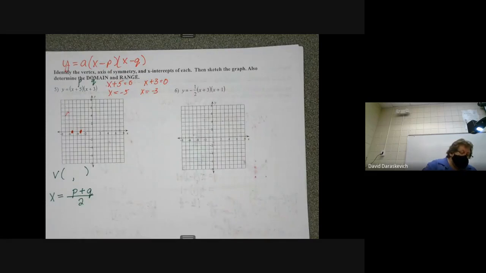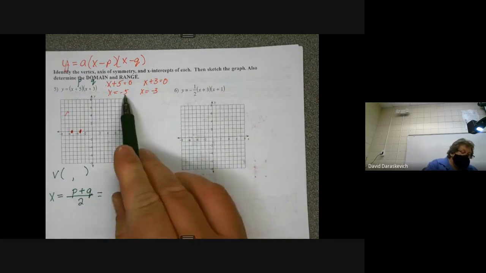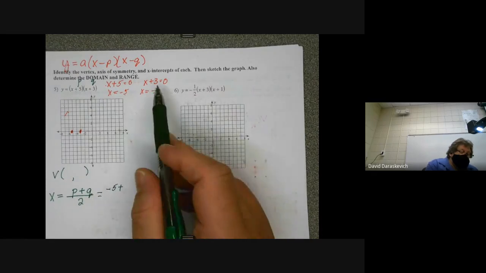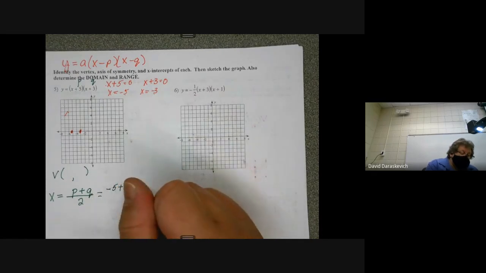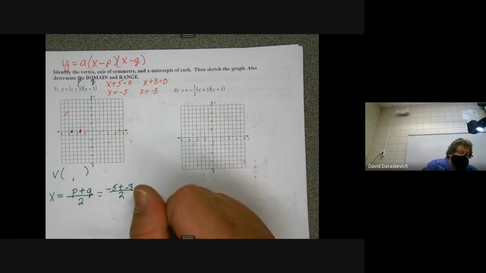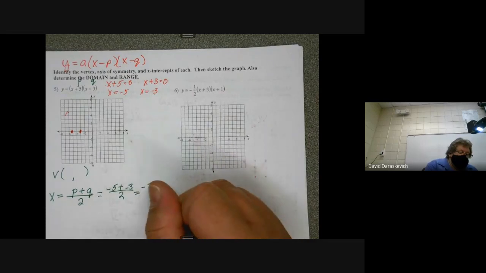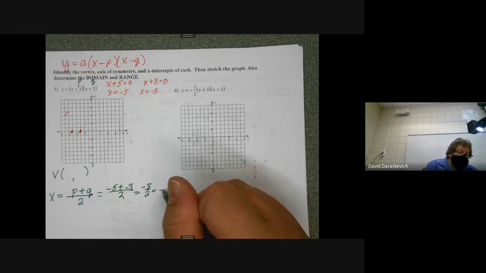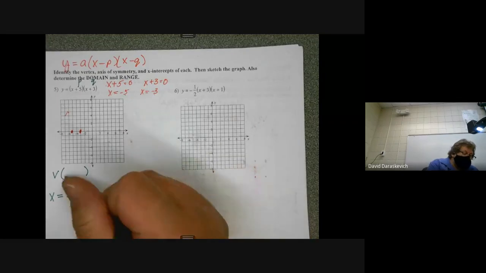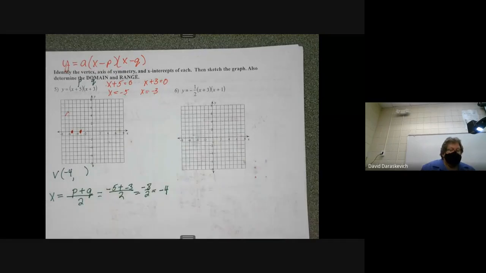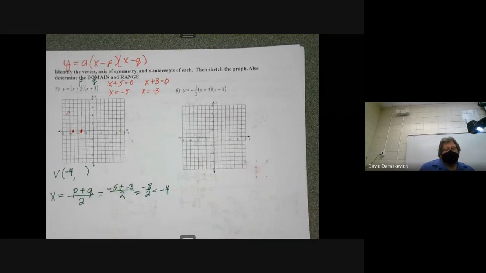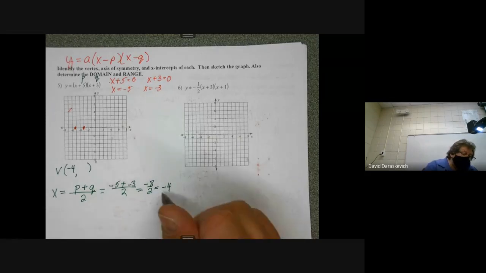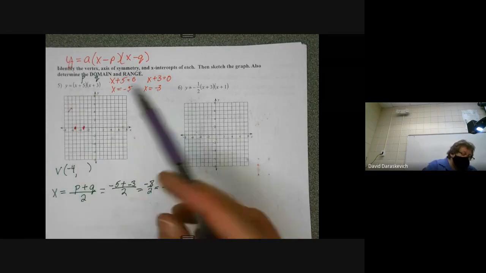So my p is -5. My q is -3. I have to divide that by 2. I have -8 divided by 2. So my x value for the vertex is -4. Now I have to find my y value. So we've got to plug that in for x up here.